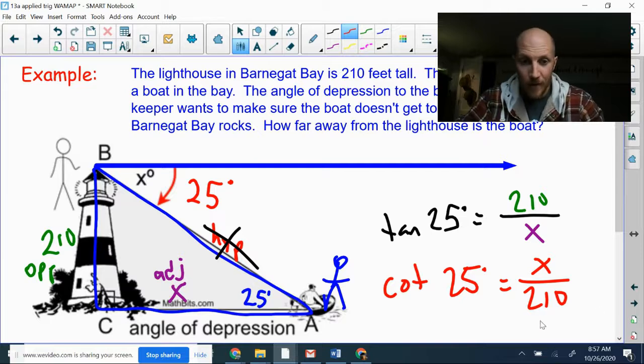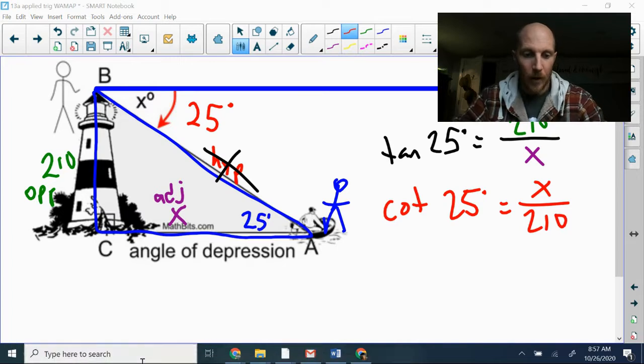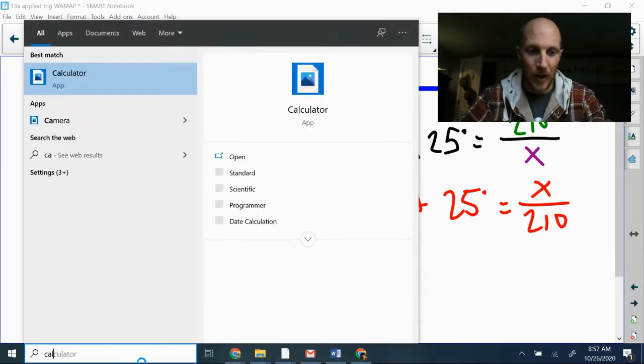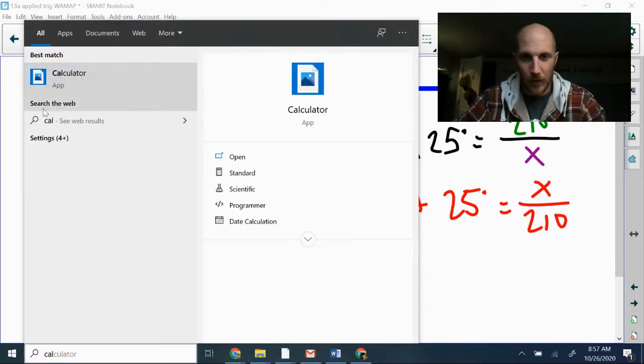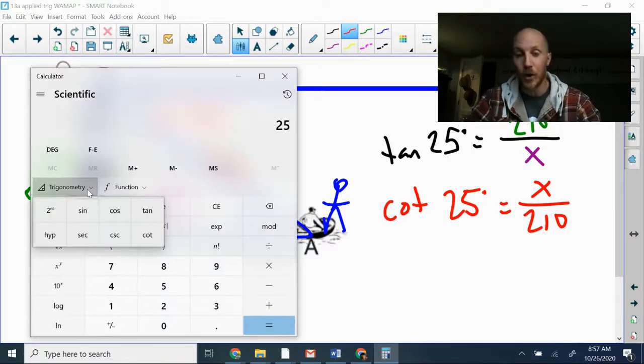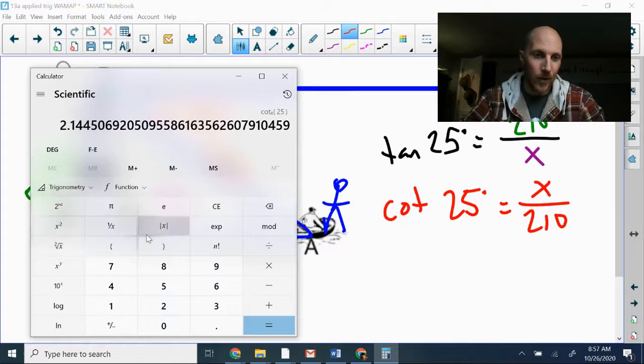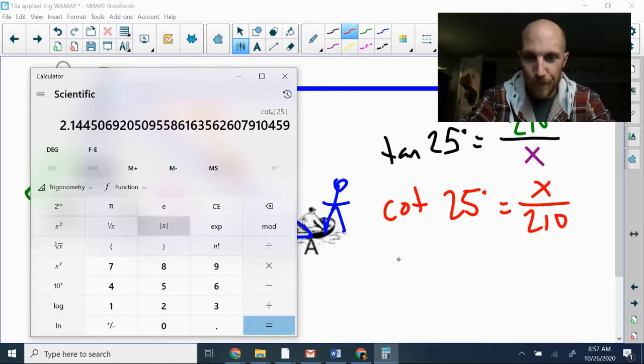And then I am going to have to calculate what is cotangent. All right, well, on my fancy dancy calculator, which is really not all that fancy dancy, if I type in my 25 degrees, I go to my trigonometry menu, I have a cotangent button, which, wow, that's awesome. I just hit cotangent and there it is. It's 2.14. I'm going to go to two decimal places, so 2.14.